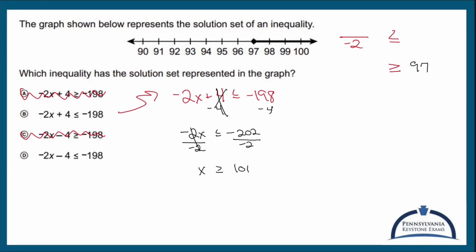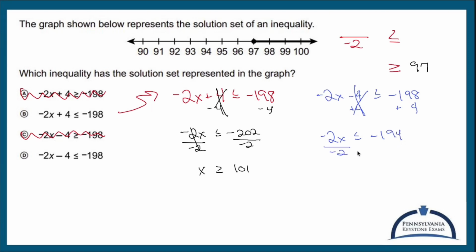So let's just make sure D works. Okay, make sure I didn't make a little mistake. So let's test D out here. Negative 2x minus 4 is less than or equal to negative 198. Add 4 to both sides, cross you out, and that's negative 2x is less than or equal to negative 194.